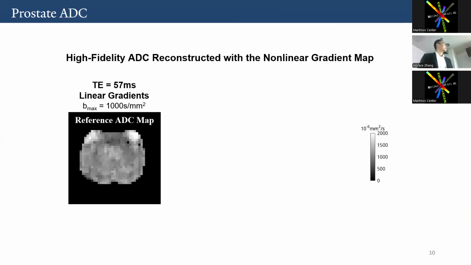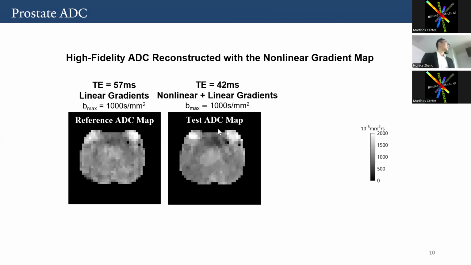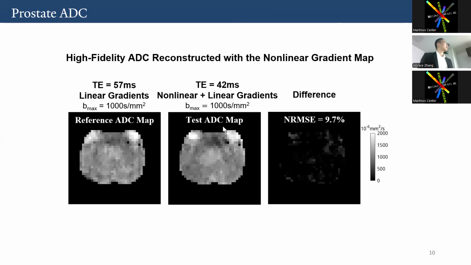How about the ADC? So this is the reference ADC map from the linear gradients with a long TE. This is the test ADC map from the nonlinear gradients, still the same b-value, but with short TE. You can see they are pretty much the same, with the difference RMSE around 10%, which is a reasonable value for short-term measurement variation.